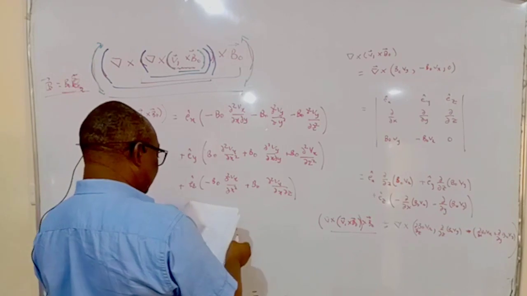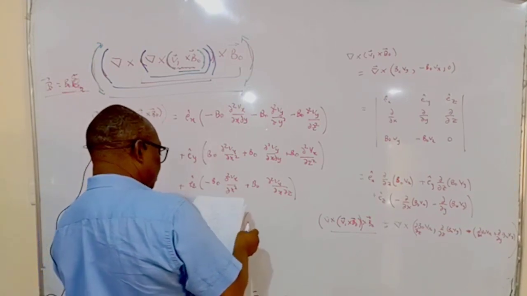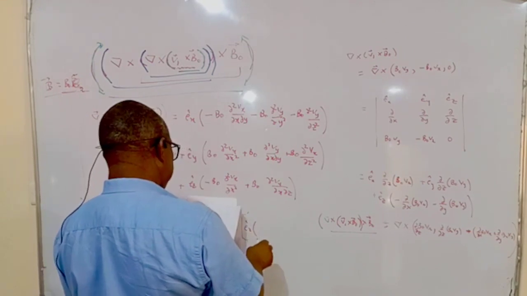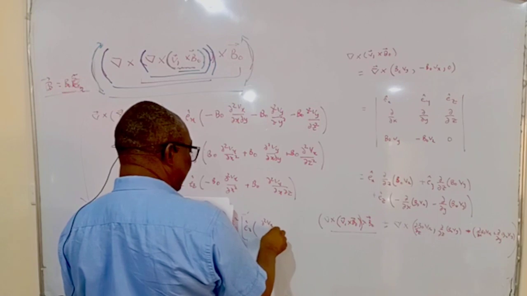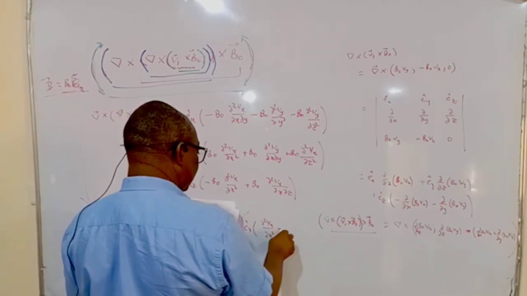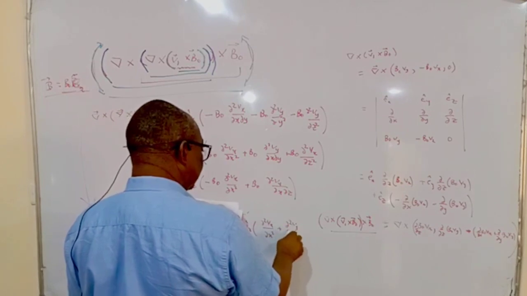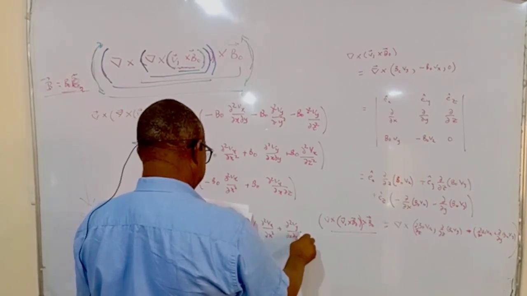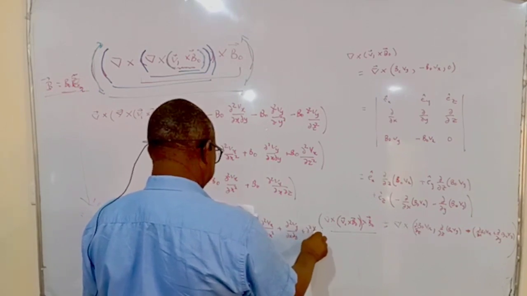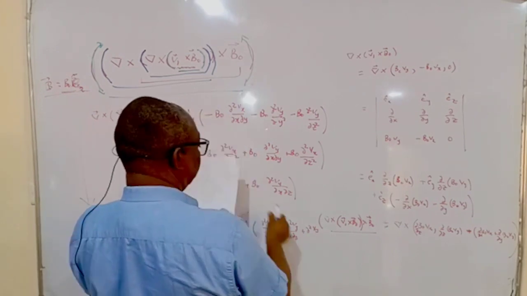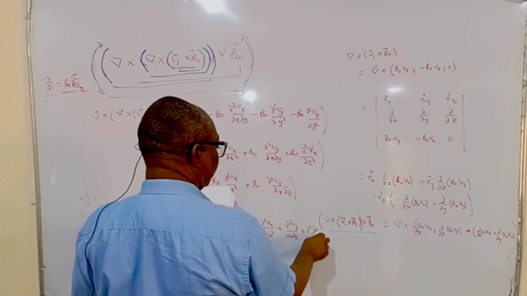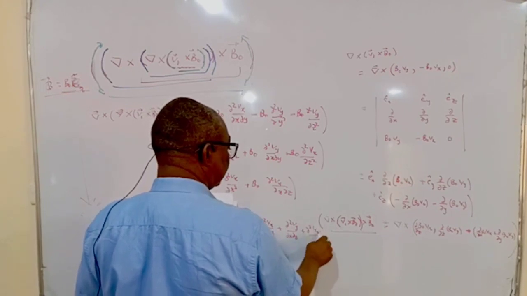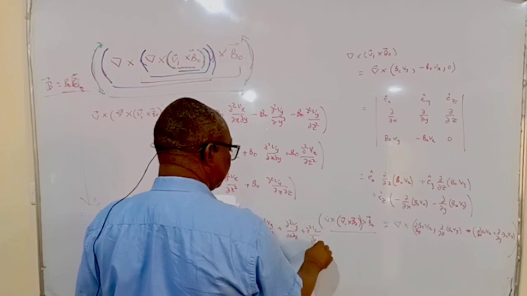B naught squared into B naught squared into Ex of partial squared Vx by partial x squared plus partial squared Vy by partial x partial y plus partial squared Vx over partial z squared.